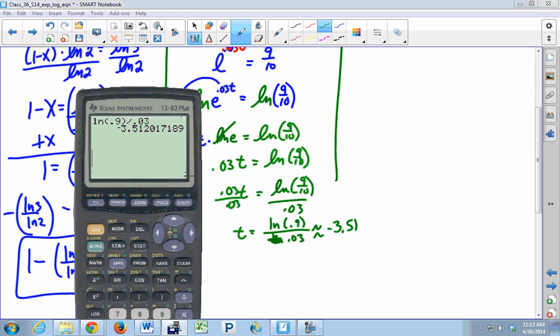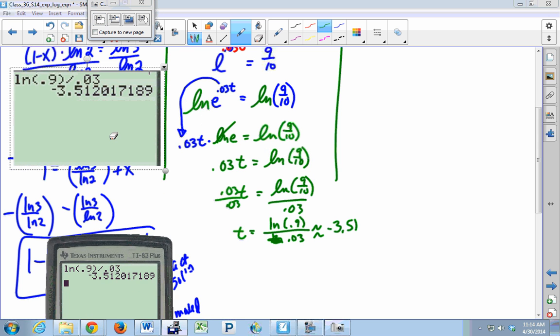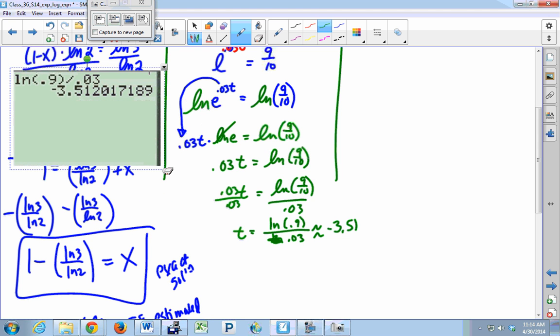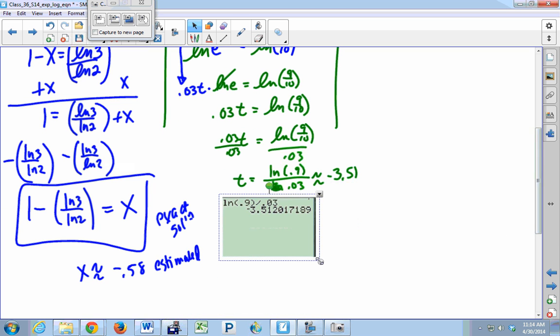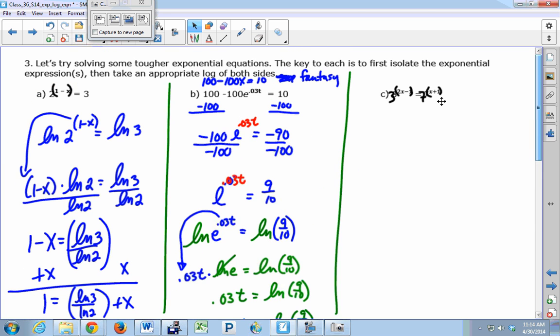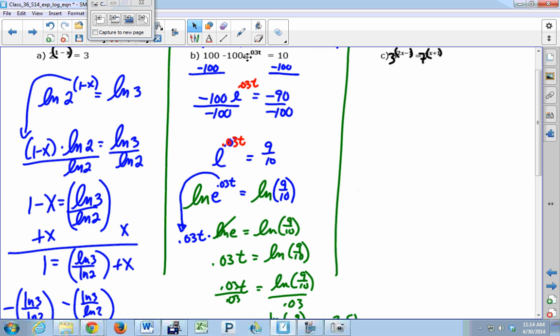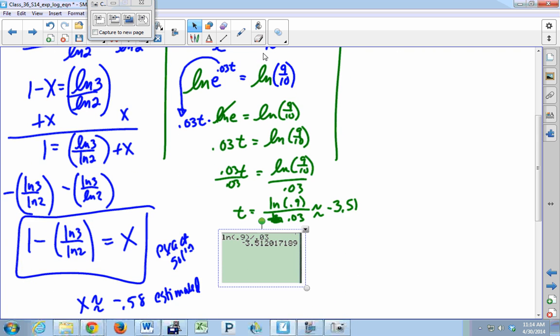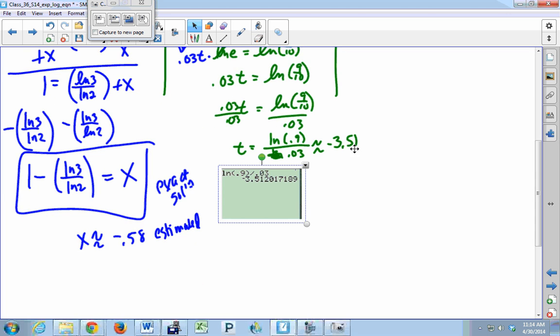If I wanted to check my answer, what would I do? I'll check it wherever you tell me to check it. How are you going to check your answer here? What do I plug back in? Natural log of 0.9 divided by 0.03. If I put that in for t, notice your 0.03s are going to cancel, right? You'll get exactly the answer. You'll get exactly 10. What happens if I put this estimate in, though?